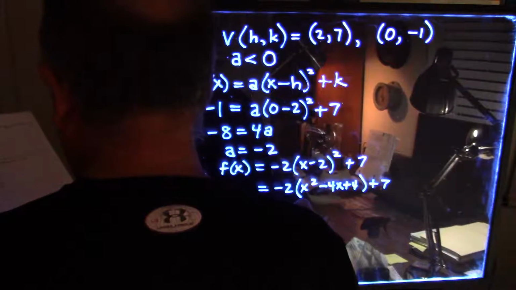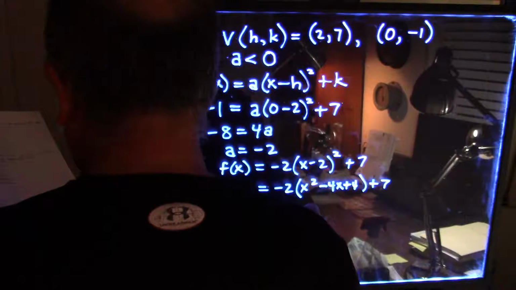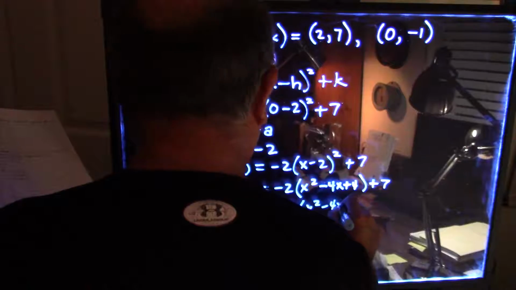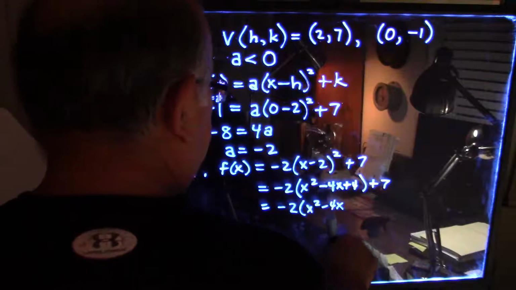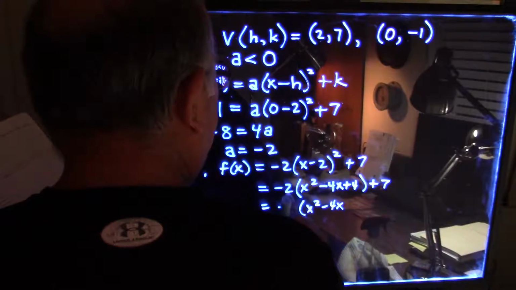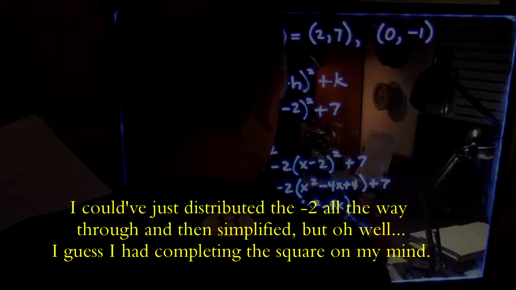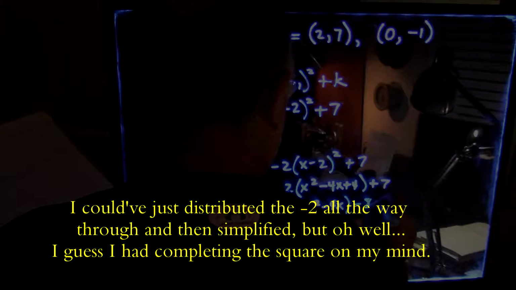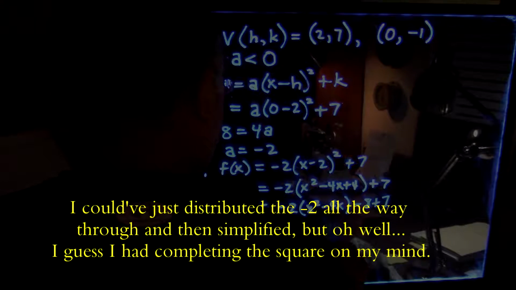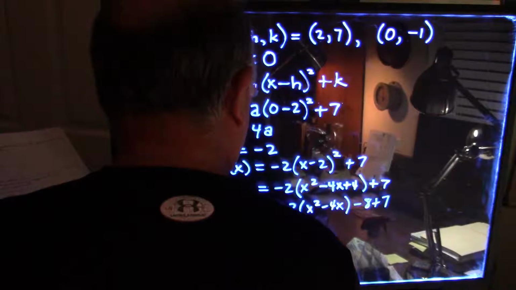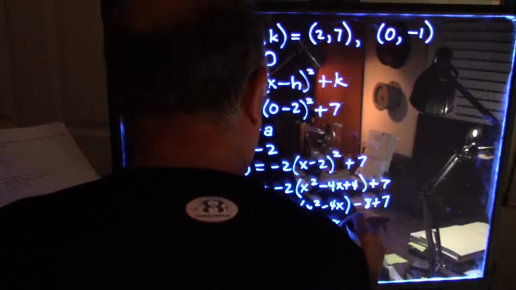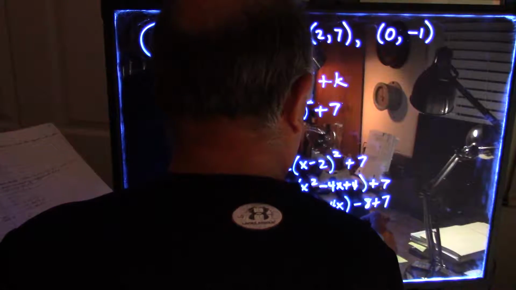And so this is equal to negative 2x squared minus 4x. We can bring that 4 out, multiply it by negative 2 first, and then add it to the 7. So negative 2 times 4 is negative 8 plus 7. So we end up with distributing that negative 2 through, negative 2x squared plus 8x and then minus 1.